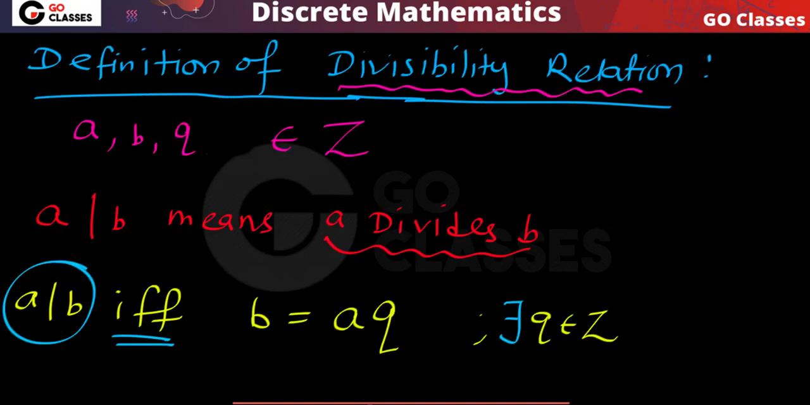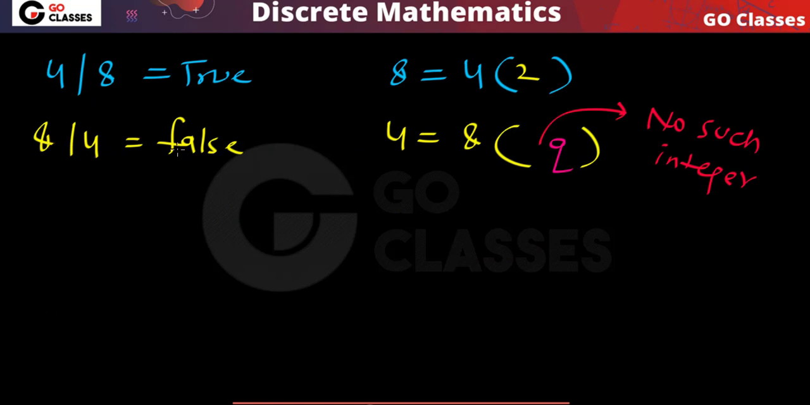Remember the definition of the divisibility relation. This is very simple. a divides b means that we can write b as a multiplied by some integer. So you can notice 8 divides 4 is false, because you cannot write 4 as an integer multiple of 8.